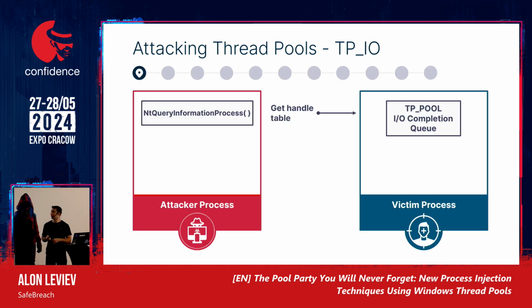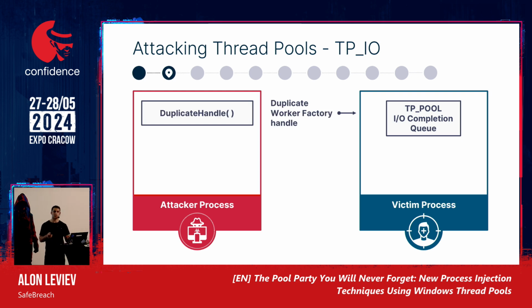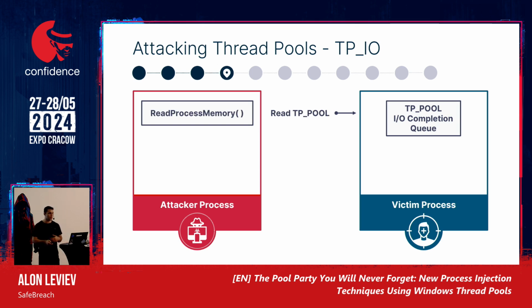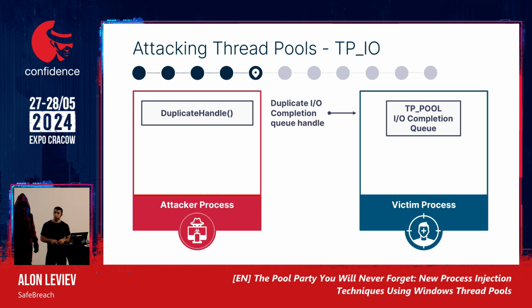We start off as usual by getting the handle table of the target process. We proceed by duplicating the worker factory handle. And then we query basic information from the worker factory to get the start parameter value, which is a pointer to the main thread pool structure. This step essentially just gets us the TP pool that you can see on the victim process. We then read the structure from the target process to the current process. We do it in order to know which completion queue the target thread pool uses. And once we have this handle value, we duplicate the IO completion queue handle that the target thread pool uses.